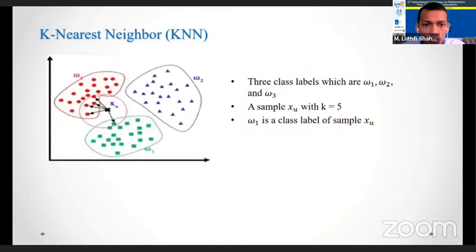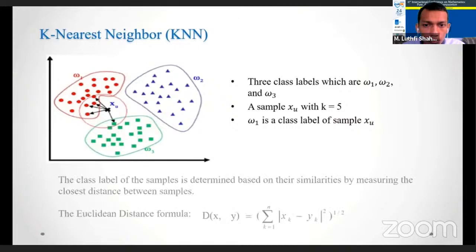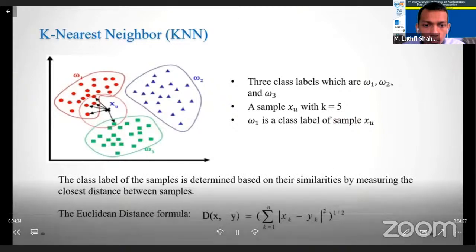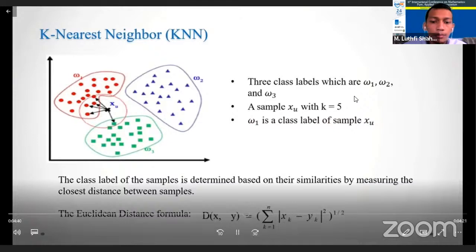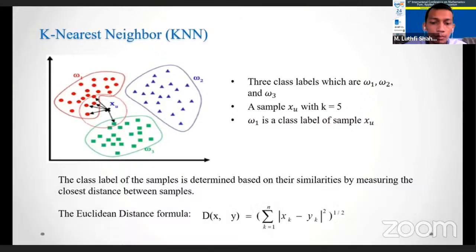This is a picture that illustrates KNN. There are 3 class labels, omega 1, omega 2, omega 3. There is a sample XU with k=5 that is classified by KNN as part of omega 1 because XU has more neighbors in omega 1 than in omega 3. The class label of new sample is determined based on their similarities by measuring the closest distance between samples. We use the Euclidean distance with the formula as follows.